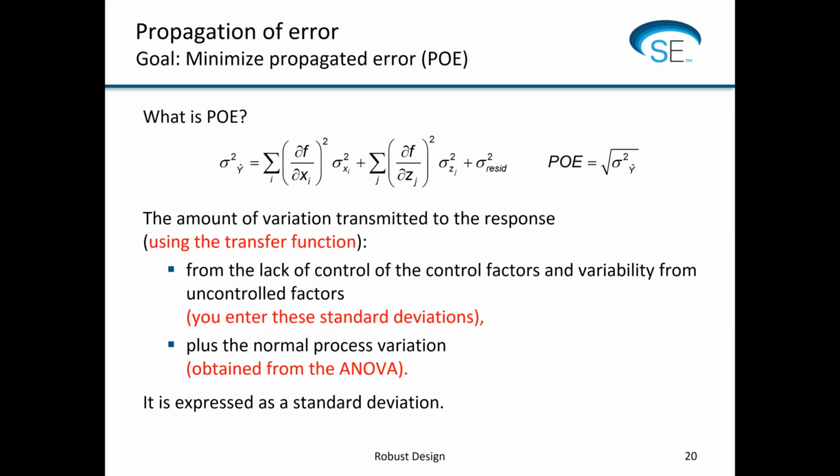Now, to be able to use POE, you have to be able to supply those sigma X's and sigma Z's. You need to know what the variation of the control factors are around their set points, and what the variation in the uncontrolled factors are around their nominal value. And it's expressed as a standard deviation.